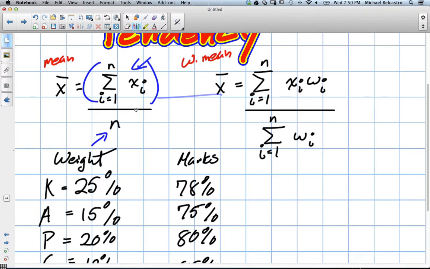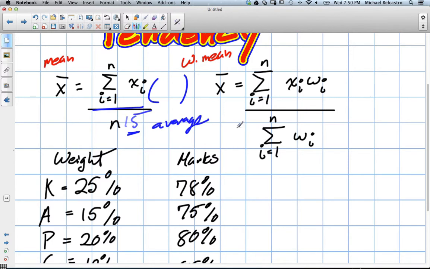N being the number of terms. We said there were 15 terms, so we would divide it by 15. So really, add everything together, divide by the number of terms. We're looking at average. They've just written it really differently. Does that make sense, those symbols, kind of?